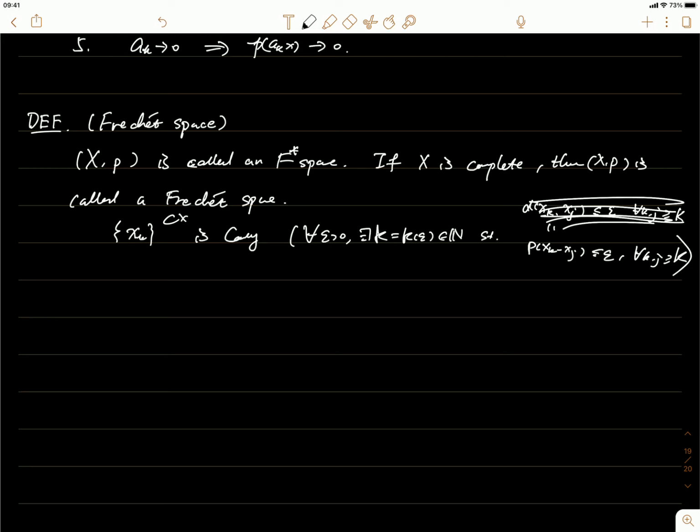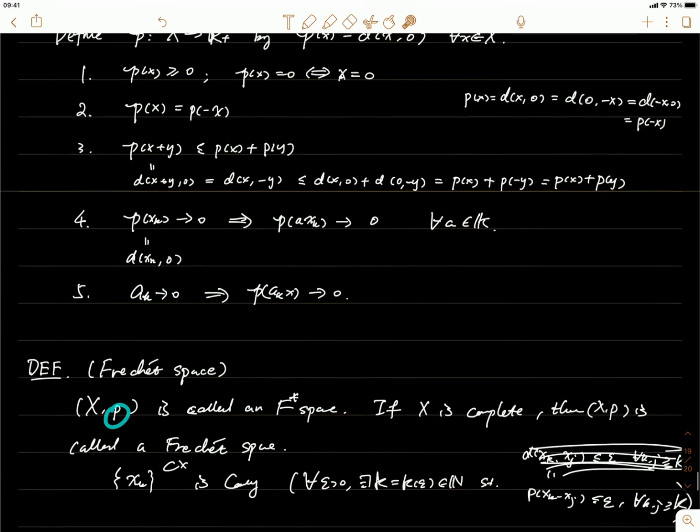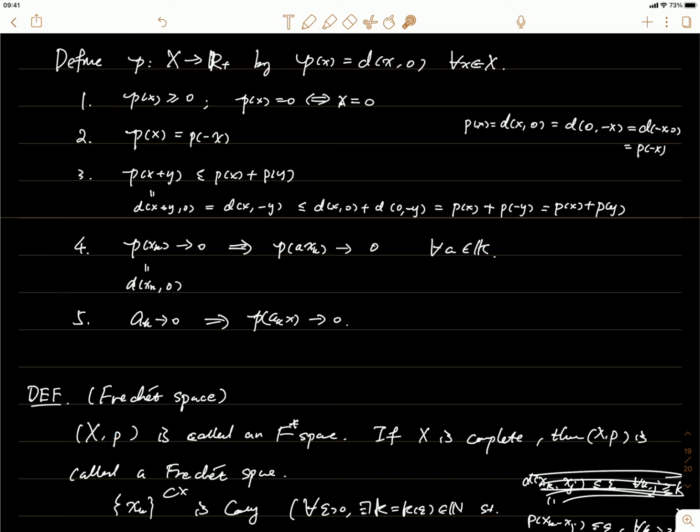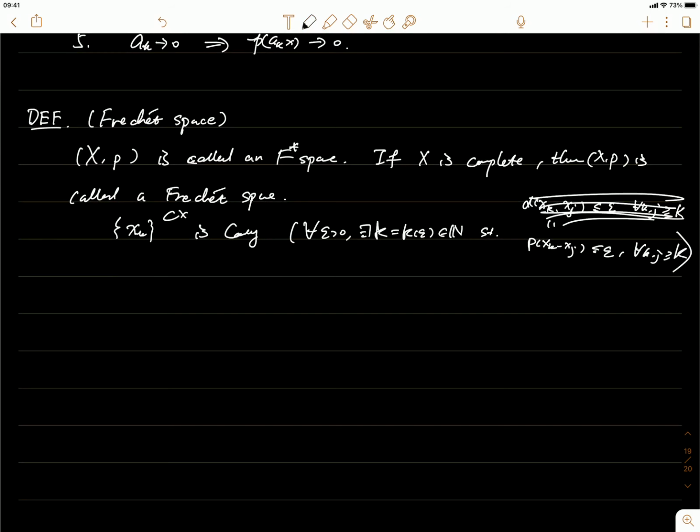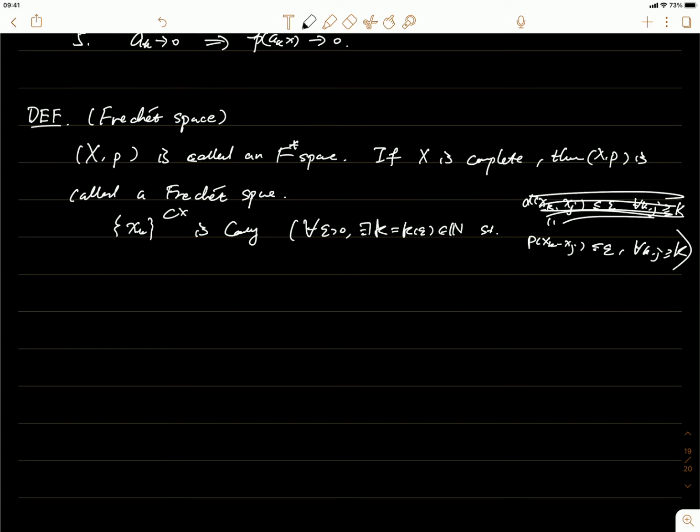So we'll just give a few examples, and then we're going to make a more special Frechet space, called normed linear space or Banach space. So the Frechet space is more general. You just need this P right here to satisfy all these 5 properties. Okay, as long as X is equipped with this P, which satisfies all these 5 properties, then we call it F space or F star space. And then when it's complete, we call it Frechet space.